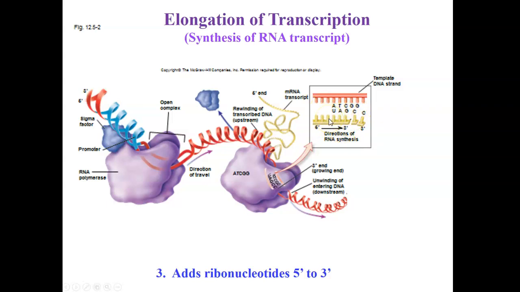Now, we've talked a lot about the differences between DNA and RNA. As we are forming the complement, rather than having thymine in RNA, we've got uracil. But other than that, all the complementary base pairing stays the same.